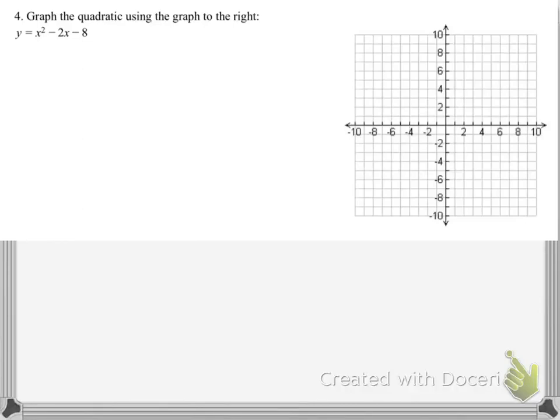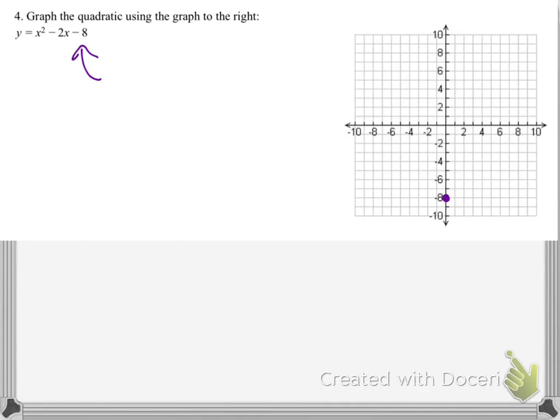Number 4 asks us to graph the parabola. I am going to just find 3 points on my parabola really quick and be done. I see right away that my y-intercept is -8, so I can plot that point on my graph quickly.